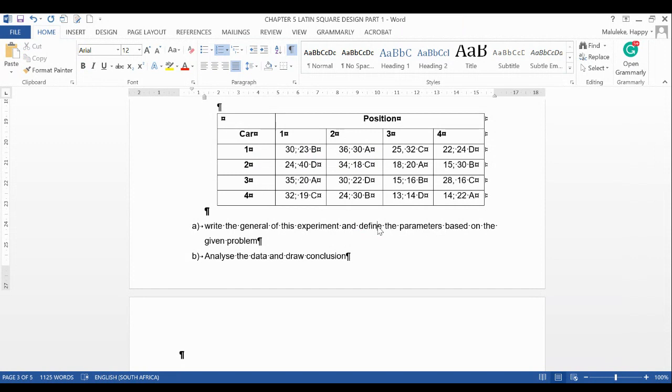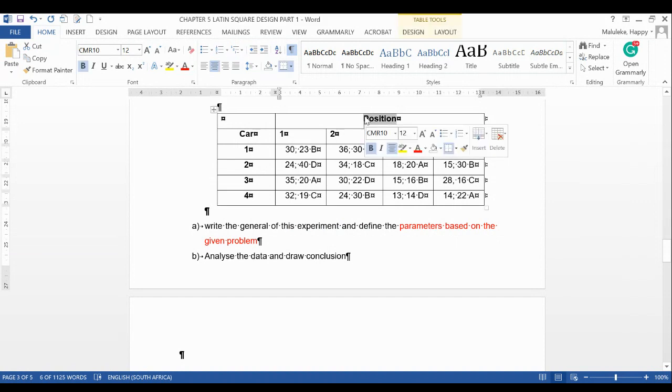So you define what your rho is. When I say based on the given problem, it means you must indicate that from the given problem, I goes with car effect. Car represents the rho. J goes with the column effect. K goes with the treatment. What is your treatment based on the given problem?